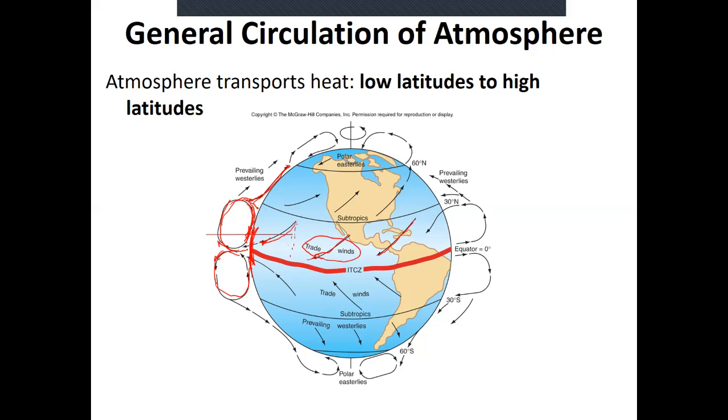Okay. Now, some of this air, instead of returning back towards the equator, moves towards the poles. And as it moves north, its path is deflected to the right in the northern hemisphere. And so the wind is blowing from west to east. These are called the westerlies, the prevailing westerlies. And so our winds are westerly winds.